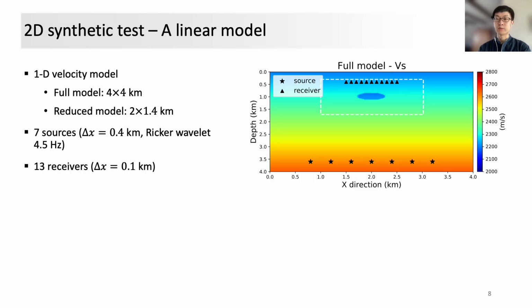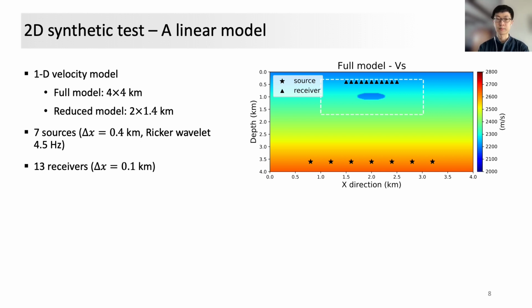Now we can move on to localized inversion with these newly defined observables. We first tested in a 2D medium with linearly increasing velocities. The full background model is 4 by 4 kilometers, and the target model, denoted by the dashed square, is 2 by 1.4 kilometers. We use 7 sources and a Ricker wavelet with a 4.5 Hz center frequency as the source time function.